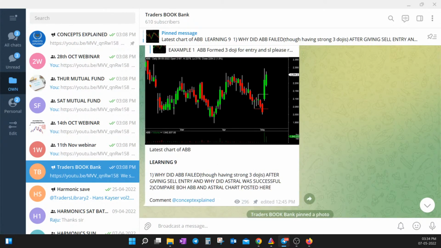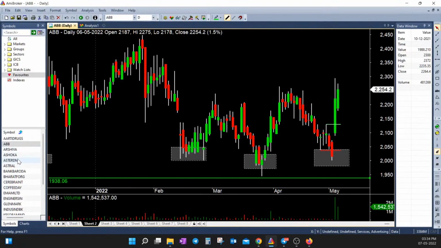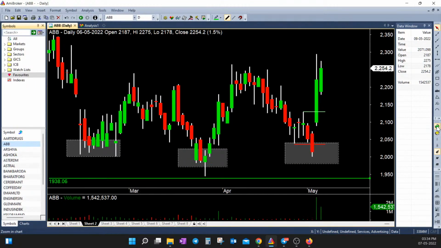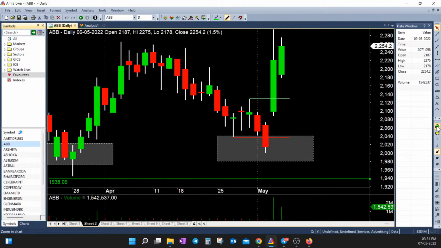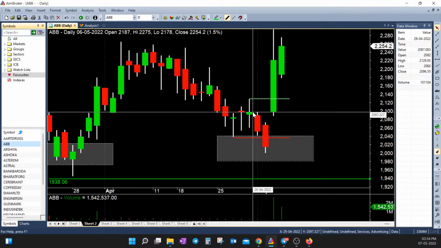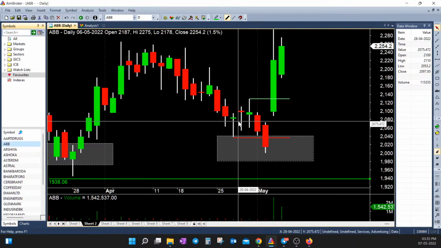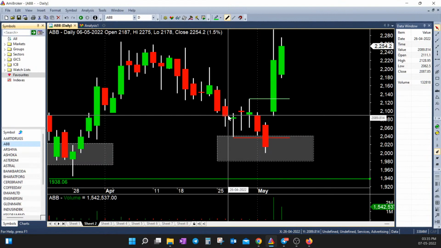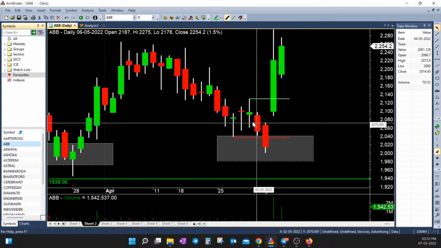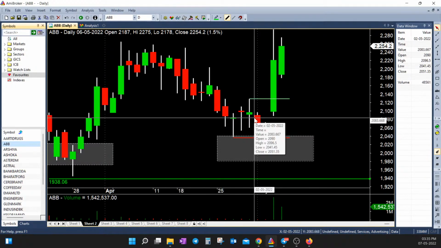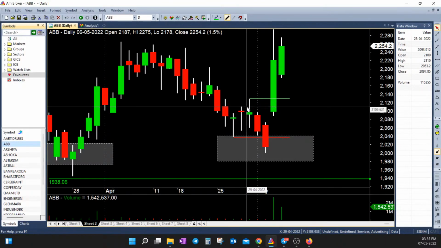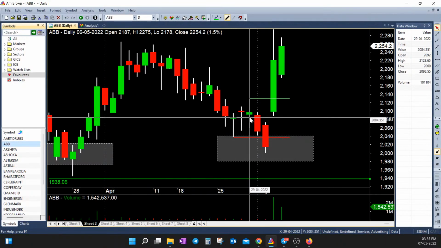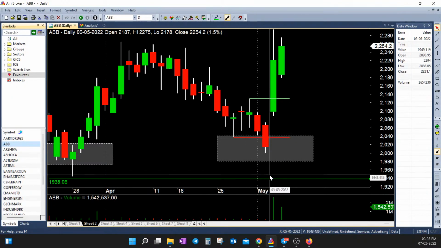Well, the answer for this learning 9, why did ABB fail even though having strong 3 dojis? Yeah, if you are having multiple dojis, what is a doji? Doji is an indecision candle. Here already the price has fallen and 3 dojis have been made. Okay, so that means there will be a reversal here, reversal against the primary trend. Though here there is an indecision for 3 continuous days, it has failed because of the support region.